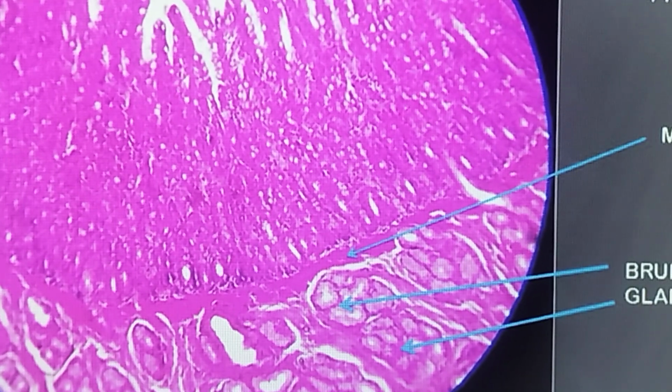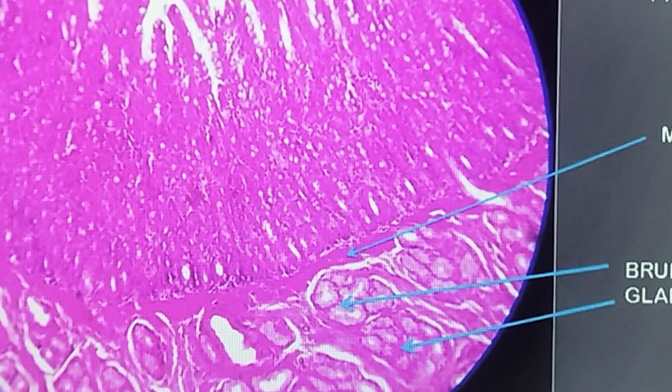So if you see villi and then you see in the submucosa the Brunner's glands, then we can tell conclusively that this is the slide of duodenum. This is how you identify the duodenum.